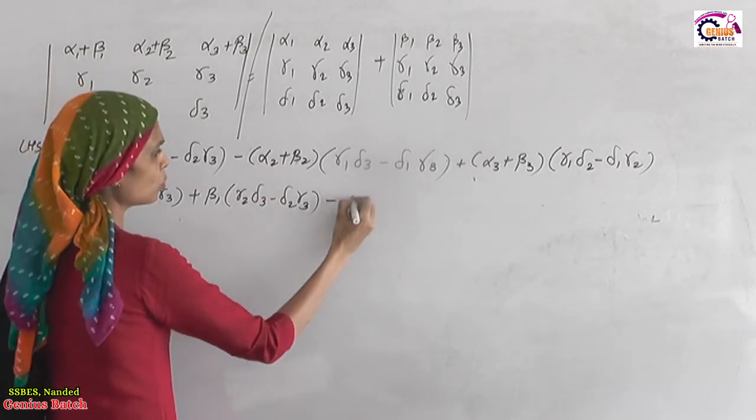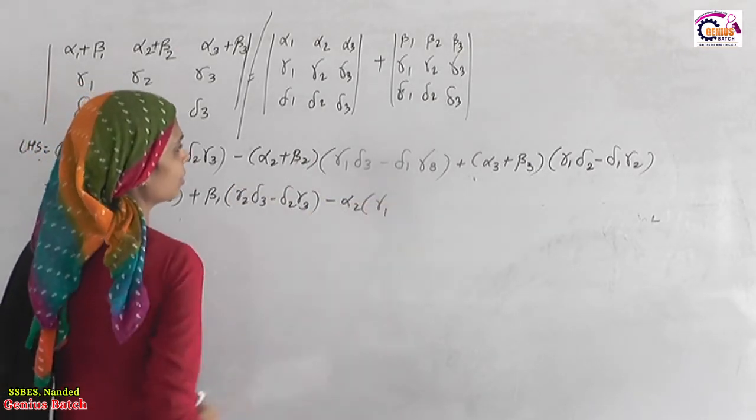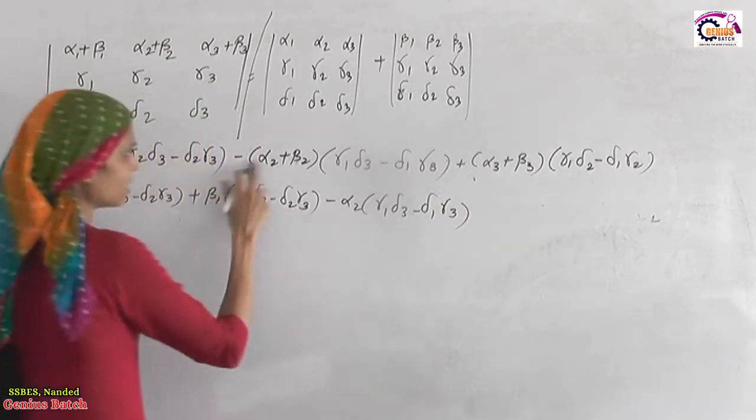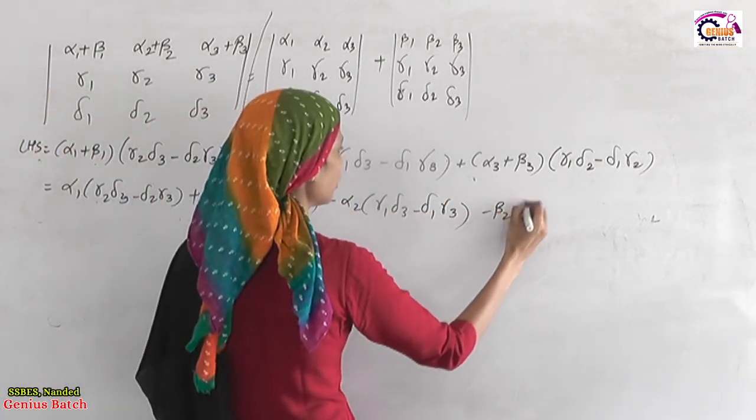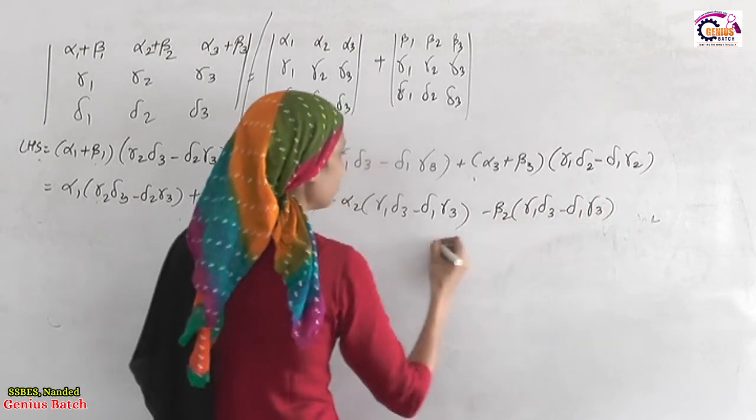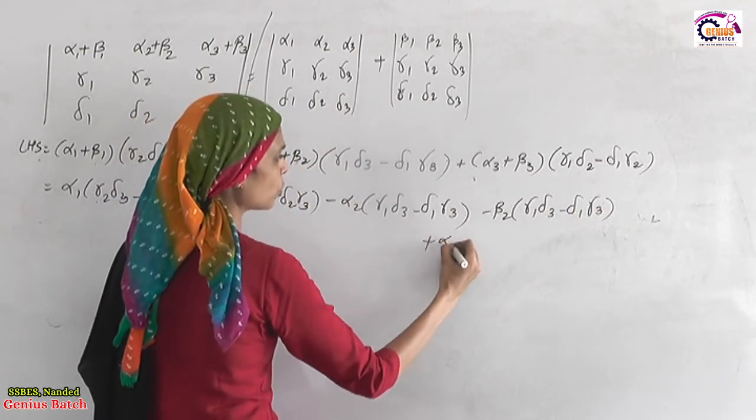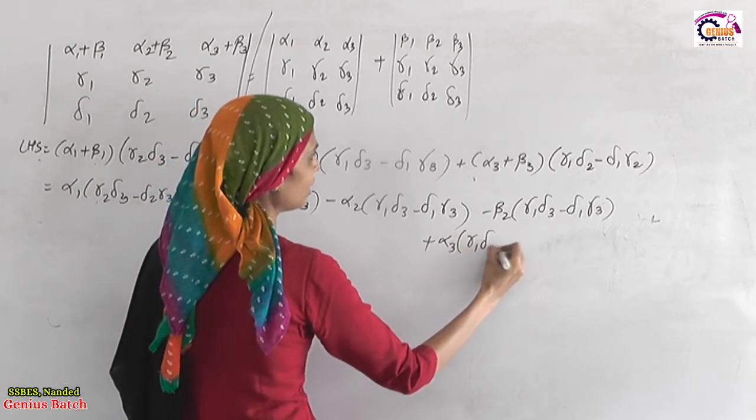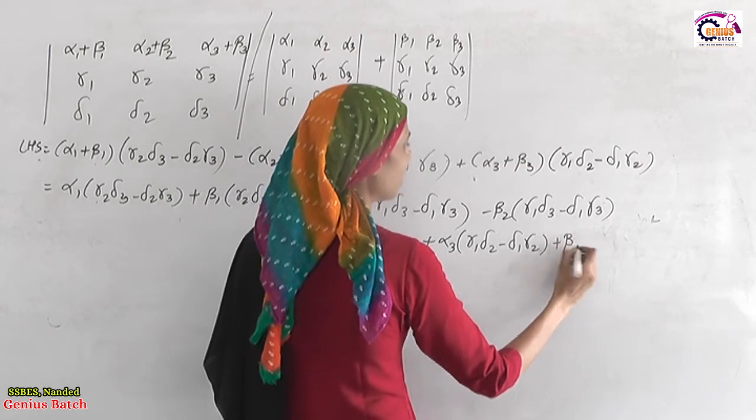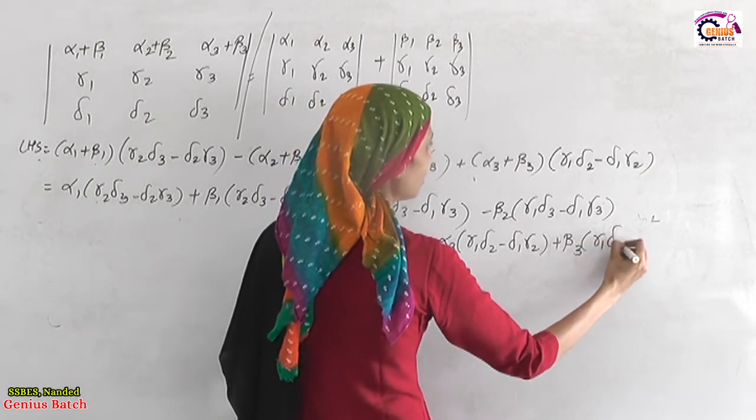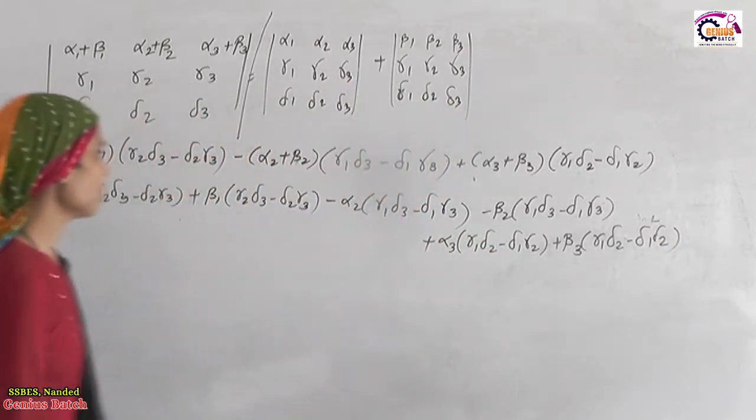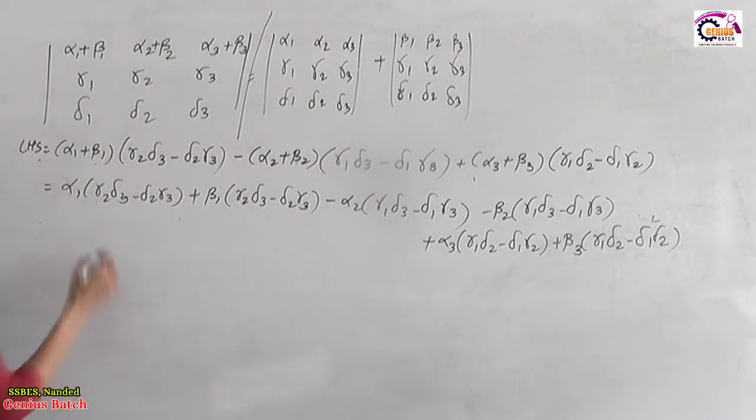मायनस अल्फा 2 गॅमा 1 डेल्टा 3 मायनस डेल्टा 1 गॅमा 3 मायनस बीटा 2 इंटू गॅमा 1 डेल्टा 3 मायनस डेल्टा 1 गॅमा 3 प्लस. सिमिलरली हे ब्रॅकेट सॉल्व करून घेऊ. अल्फा 3 gamma 1 delta 2 minus delta 1 gamma 2 plus beta 3 gamma 1 delta 2 minus delta 1 gamma 2. Now alpha 1 चे सर्व टर्म्स मी एकत्र घेते.